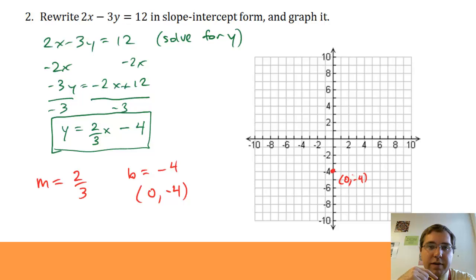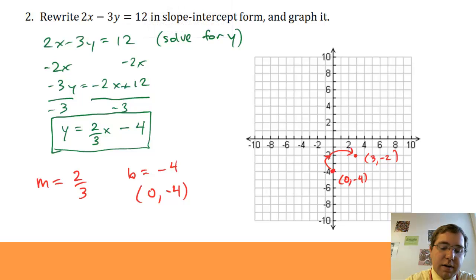Now the slope, remember, is the change in y over the change in x. Change in y is a vertical movement, so we're going to go up 2, and then we're going to go to the right 3, which puts me here. What is that new point? Looks like 3, negative 2.